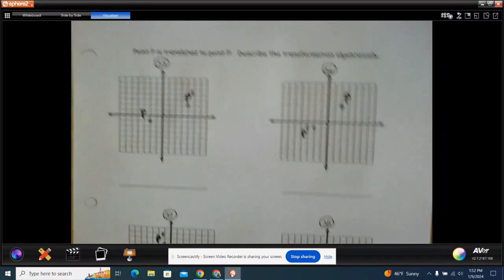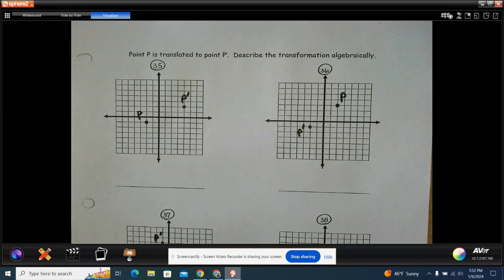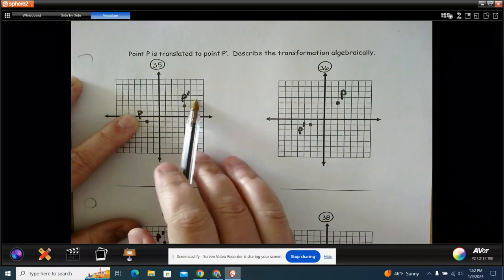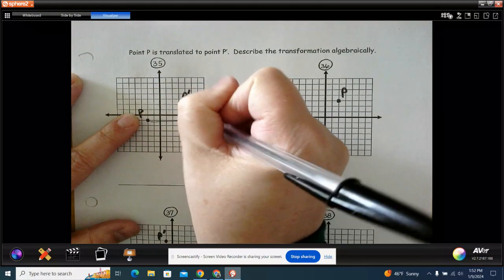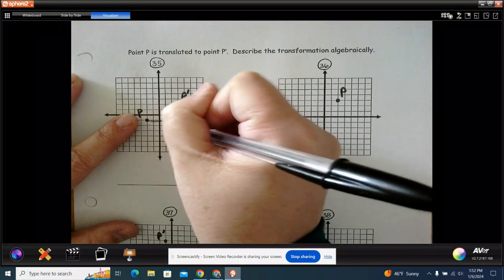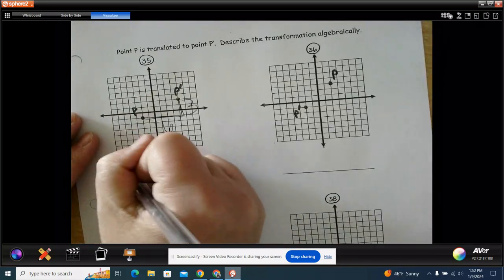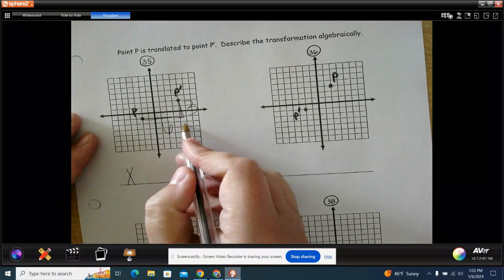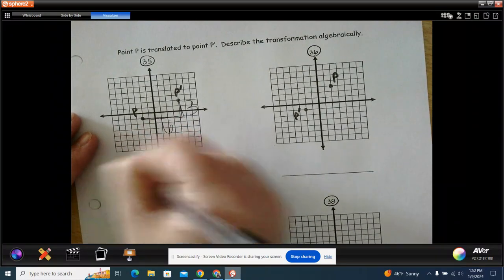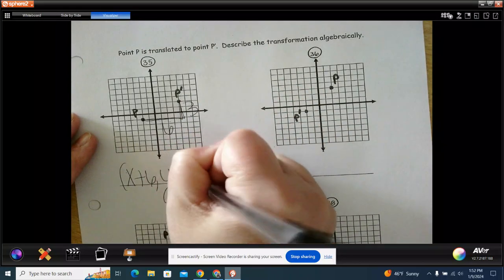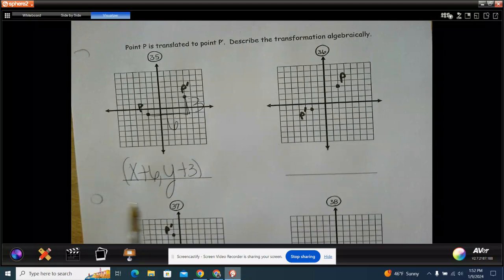And for our last ones, we have translations, finding the transformation algebraically. So we start with the letter P, because P has been moved. So P is the original. We're going to move to the new one. We're going to count over and up. So I have 1, 2, 3, 4, 5, 6, up 1, 2, 3. So to write it algebraically, we take the x. Since it's going to the right, it's going to be positive 6. And then we take y, and we move up 3 spaces, so it'll be plus 3. So the image has been moved 6 places to the right and then 3 units up.